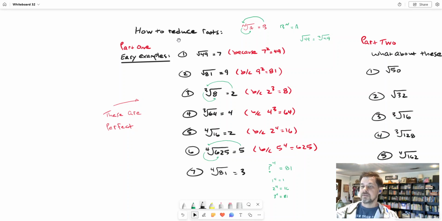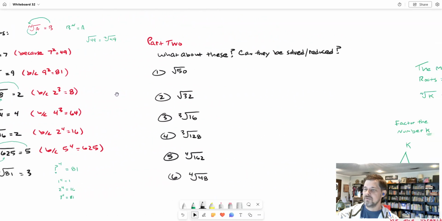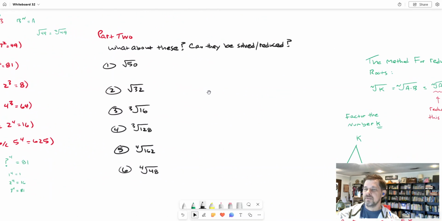Okay, so these are the easy examples. These are the perfect roots. Every answer to each of these problems is a whole number. Now, let's go to part 2, where, what about these? Like, what about the square root of 50? There isn't a whole number that if you square it, you get 50. And that's what the square root of 50 would be, okay?